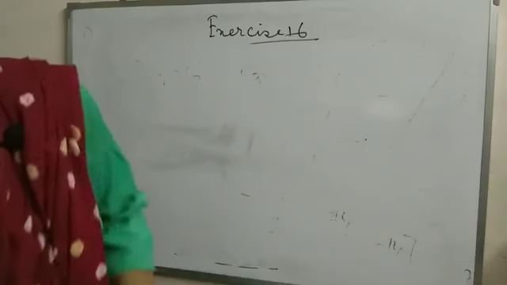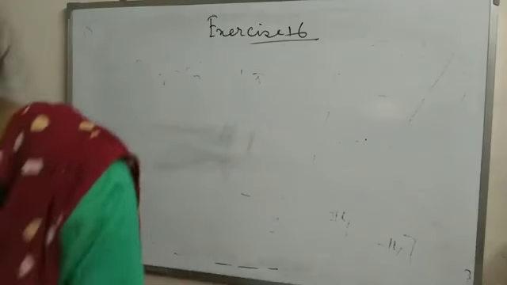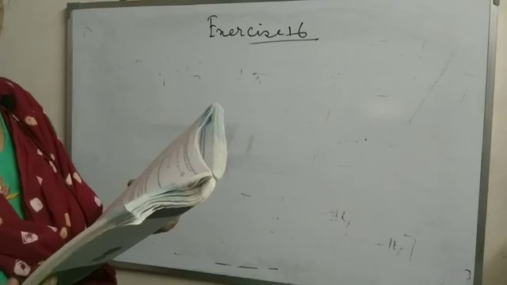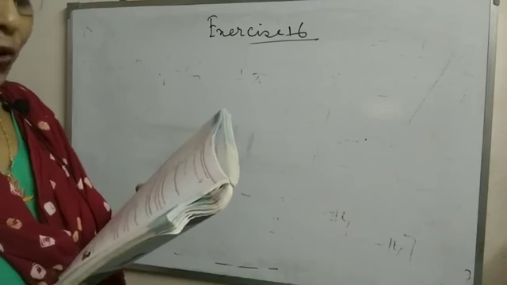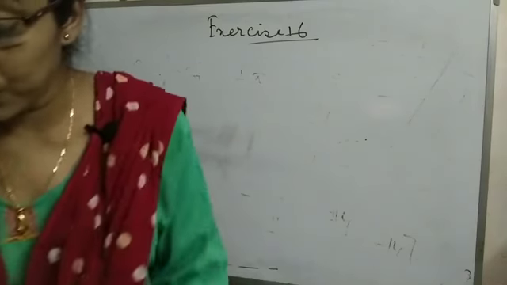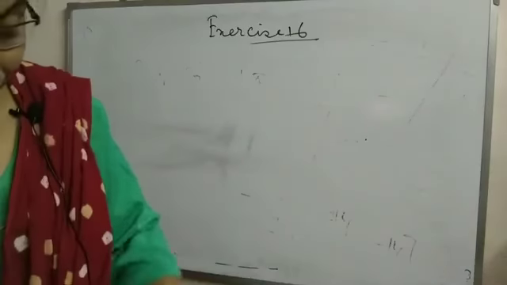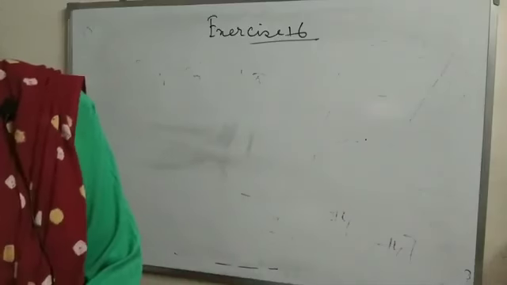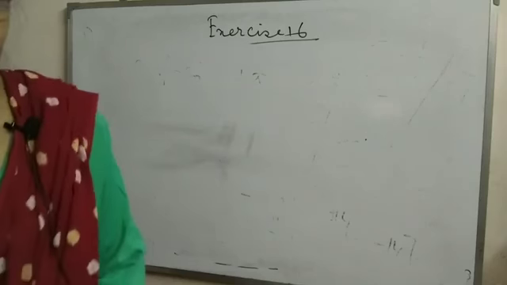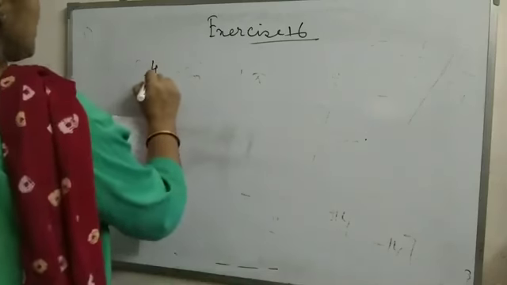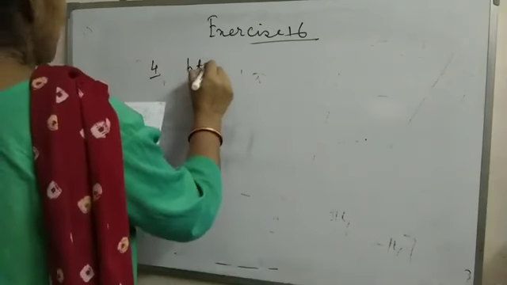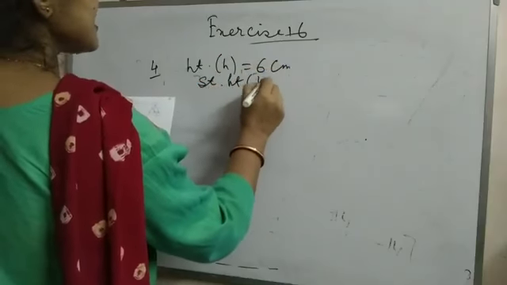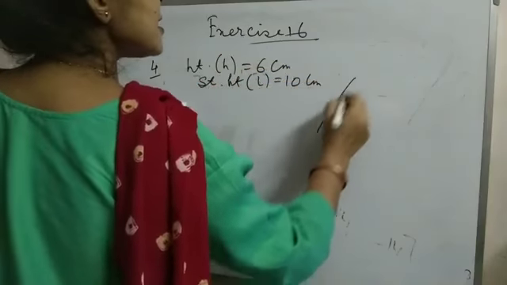Sum number 4. If the height and slant height of a cone is 6 cm and 10 cm respectively, let us determine total surface area and volume of the cone. Given height, that is h equal to 6 cm, and slant height, that is L equal to 10 centimeter. This is the picture.